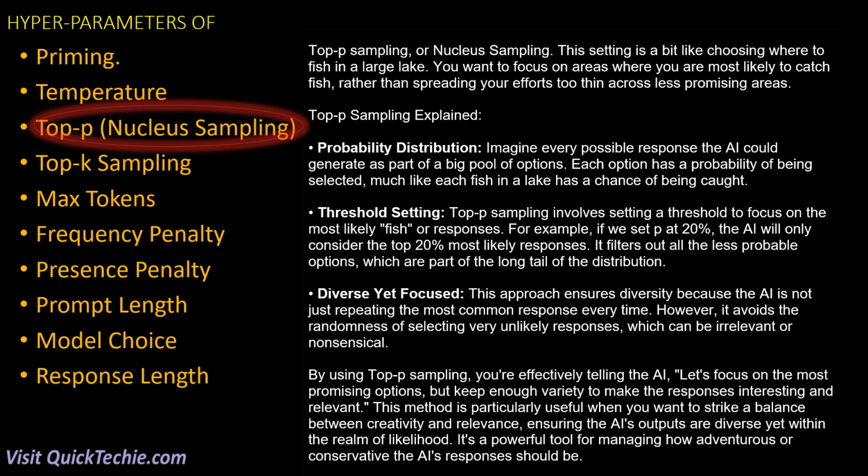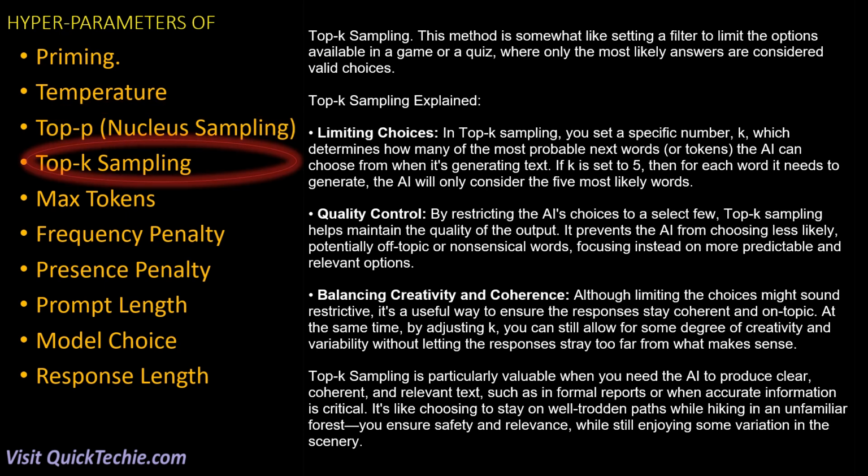It's a powerful tool for managing how adventurous or conservative the AI's responses should be. Top K sampling. This method is somewhat like setting a filter to limit the options available in a game or a quiz, where only the most likely answers are considered valid choices. Top K sampling explained. Limiting choices.